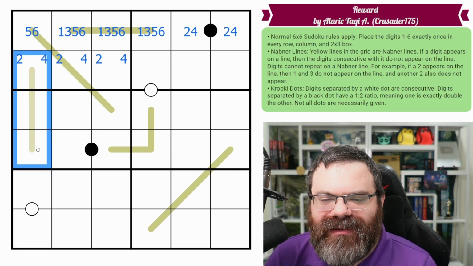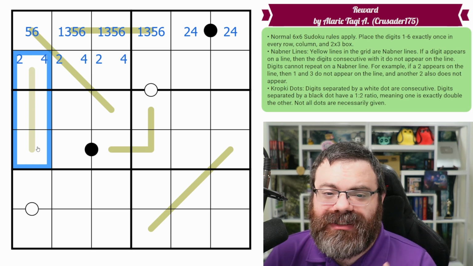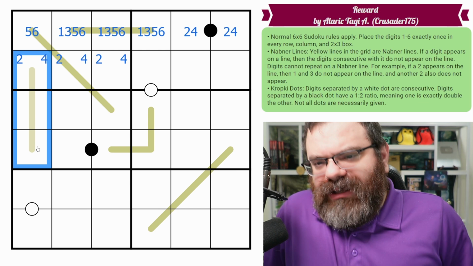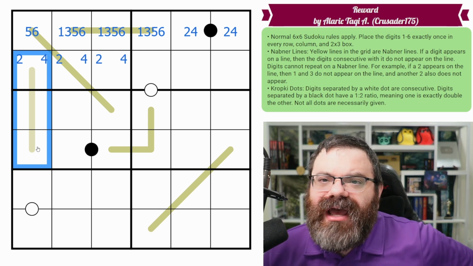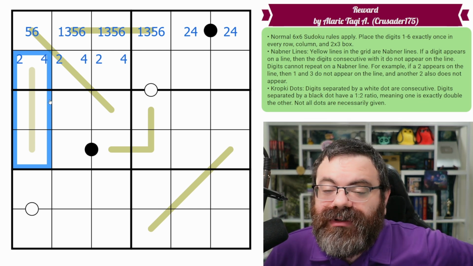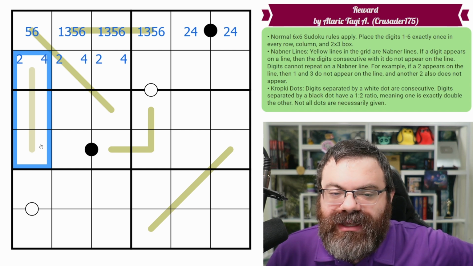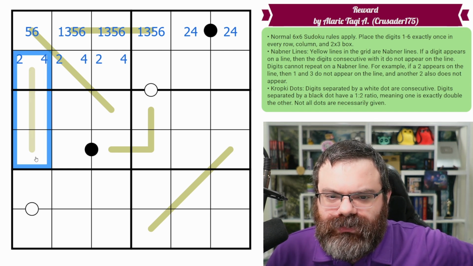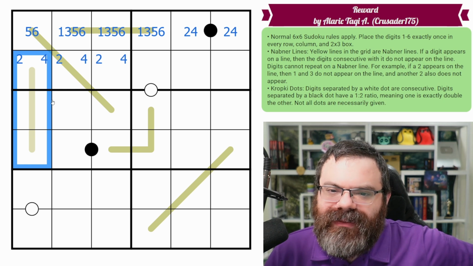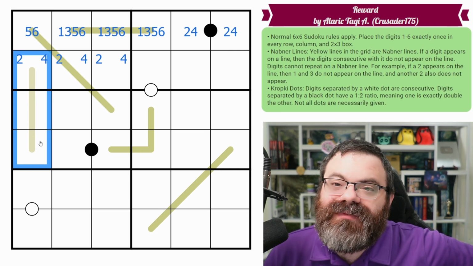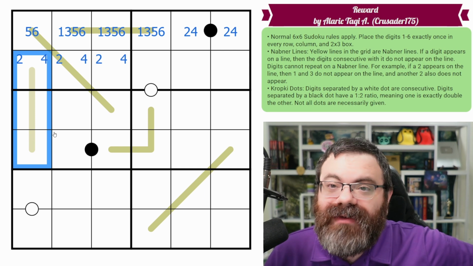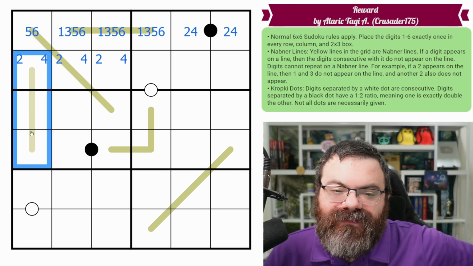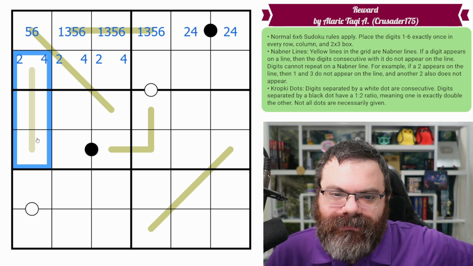Another way we can think about these Nabner lines in a more general sense is that you're going to have only one of 1, 2, only one of 3, 4, and only one of 5, 6. So we can group those in that way. So that's why we can't omit a 5 or a 6. We can't omit both 5, 6. We can't omit both 3, 4. We can't omit both 1, 2. Right? So the other 5, 6 ends up on this line somewhere.